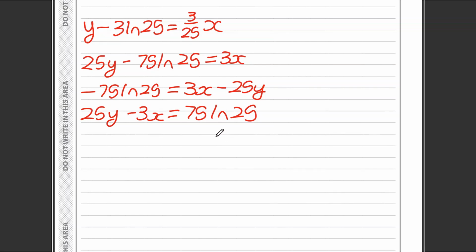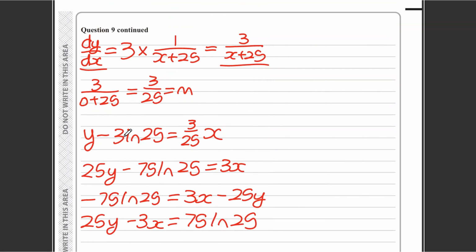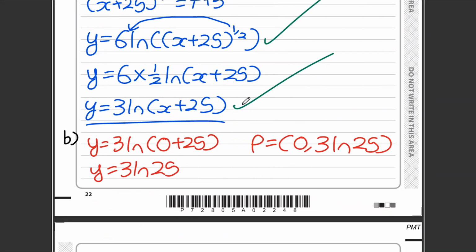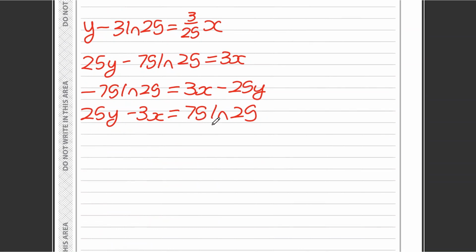Okay, now this isn't the final answer because we've got this part here, which is fine. We've got these y and x terms onto the same side, but we need this to be equal to c natural log of 5, where c is an integer. Now we've got an integer here, this 75, but this is not the natural log of 5, this is the natural log of 25. So how do we deal with this?